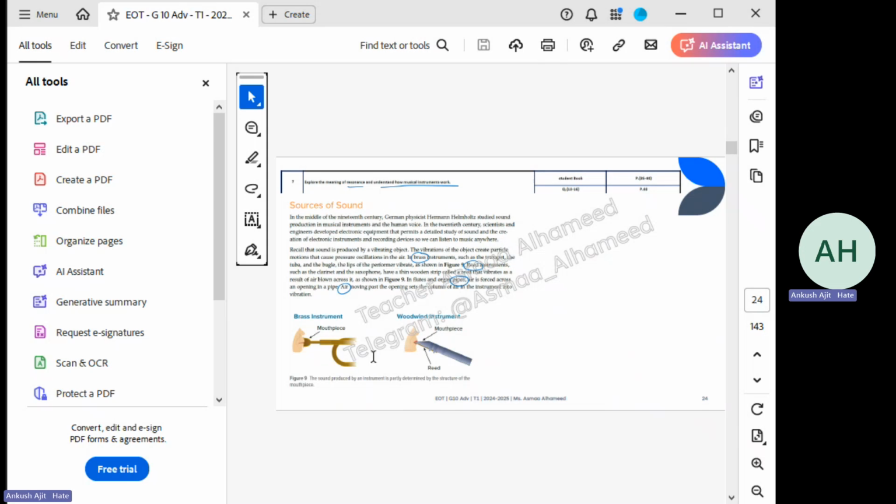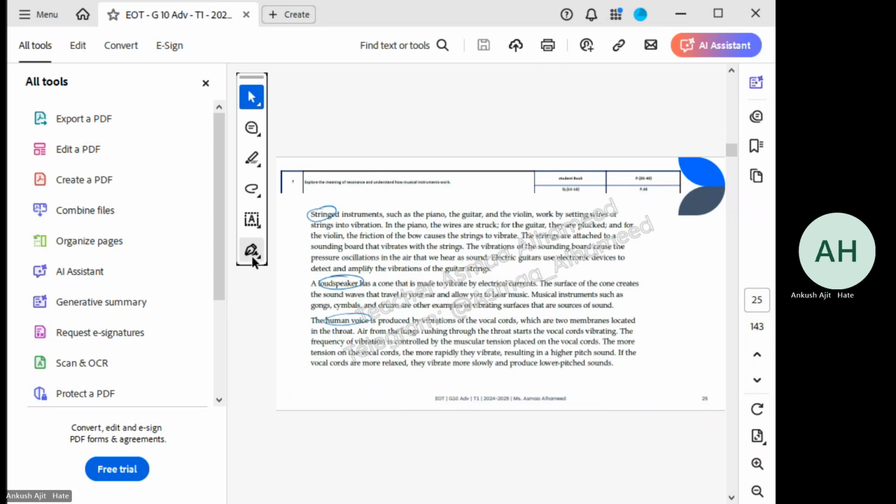Sources of sound: mouthpiece or reed, string instrument, loudspeaker, human voice. Everybody knows how these work, and we have done them. The string instruments are piano, guitar, violin. Loudspeakers are electrical gadgets, and the human voice is produced by the vibration of the vocal cords.